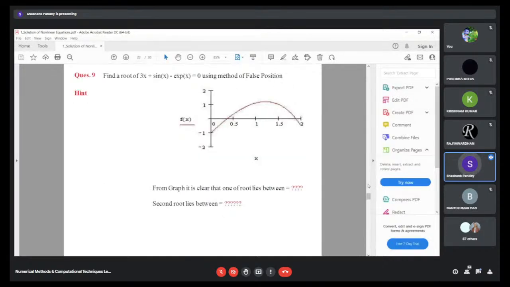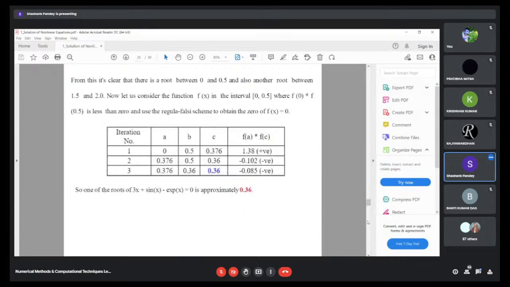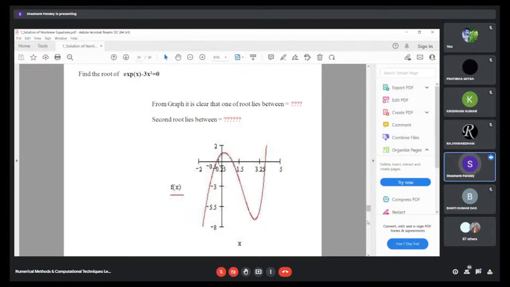In a similar manner, you can also calculate the other root between 1.5 and 2. So let us proceed towards our next example. If you have done this, you can quickly give the answer for this question too. Exponential minus 3x square. Give the root between 0 and 1.5.